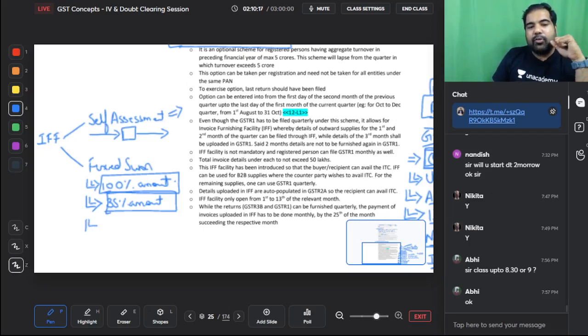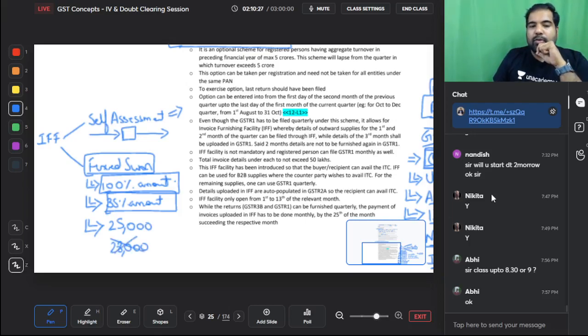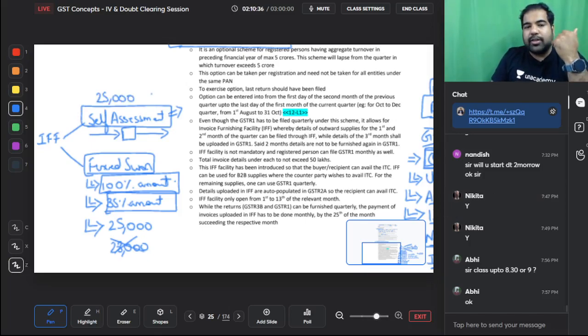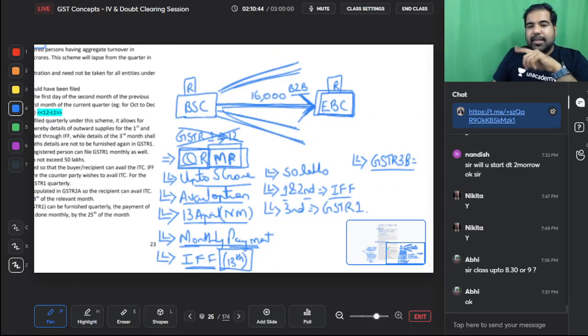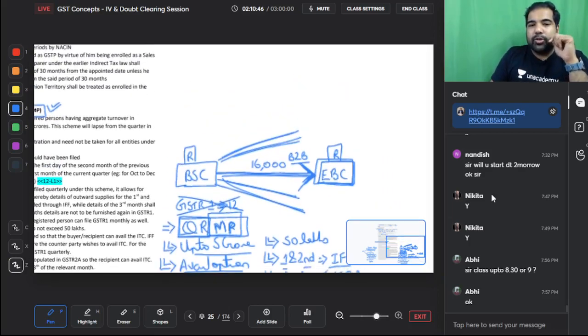And finally, when you pay any amount, let's say in the fixed sum method, you paid 25,000, but you should have paid 28,000. On that 3,000, will there be any interest? No, because they have told you fixed sum. But if you choose self-assessment and you pay 25,000 after all the calculations, and later you realize you should have paid 28,000, on the 3,000 you will have to pay interest. Yes.